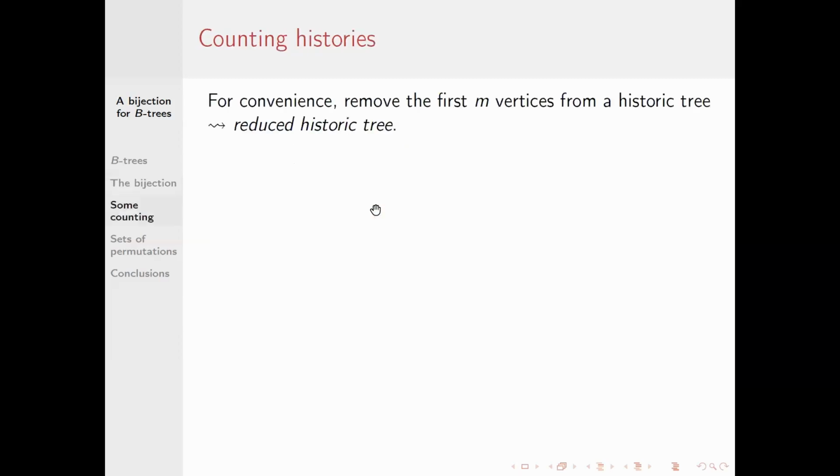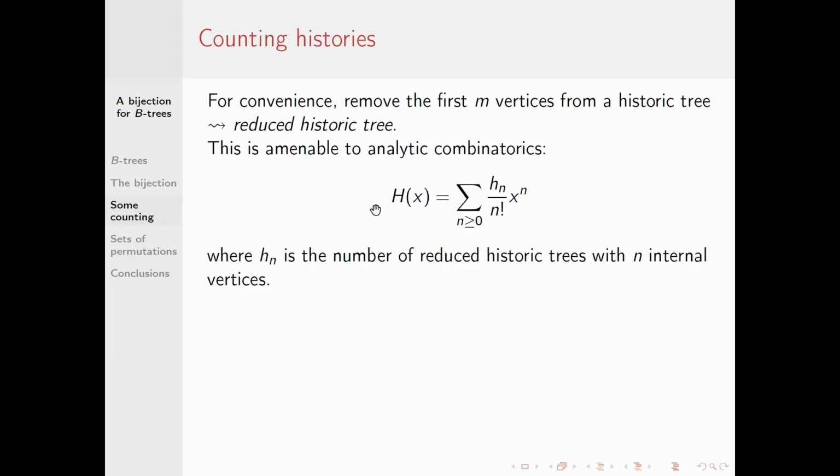And we can use these increasing trees to look at some analytic combinatorics, as we saw a lot yesterday. It's a bit convenient to remove a little bit from the top of the tree, just so that the recursion gets a little bit nicer. It doesn't matter for the counting at all, though. And so for these reduced historic trees, I can write down the exponential generating function.